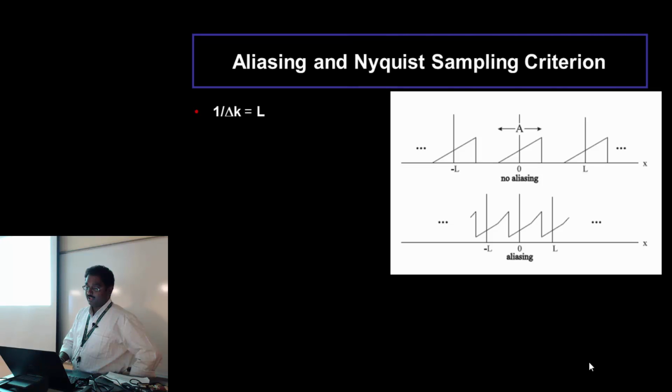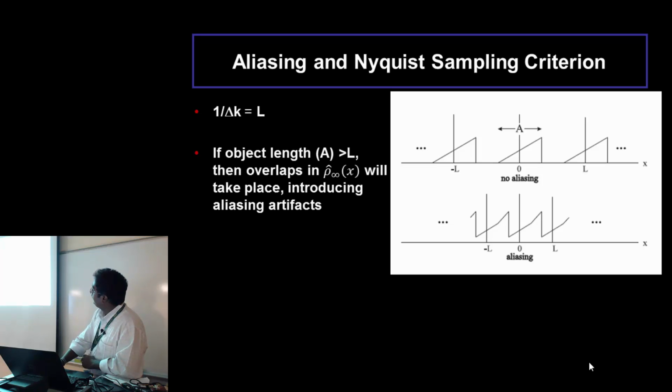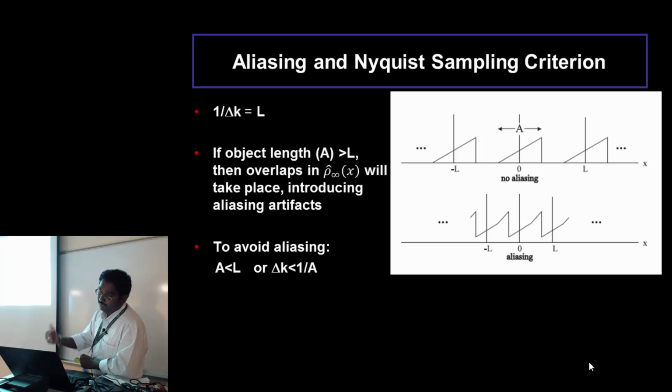This cartoon is explaining what happens if you don't have a large enough L or a small enough delta K correspondingly. So L is certainly 1 by delta K, right? So if your object length is A, your L has to be greater than A, which means that your delta K has to be smaller than 1 by A, the inverse of the dimensions of the object.